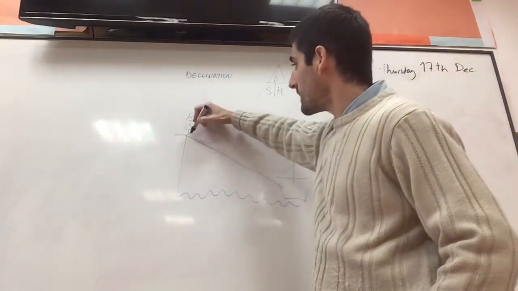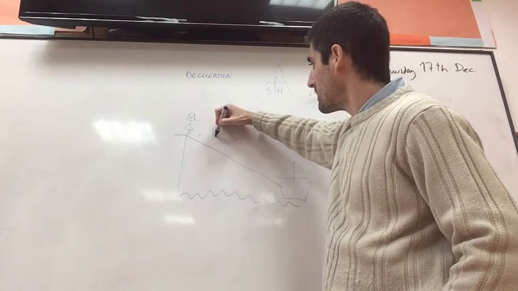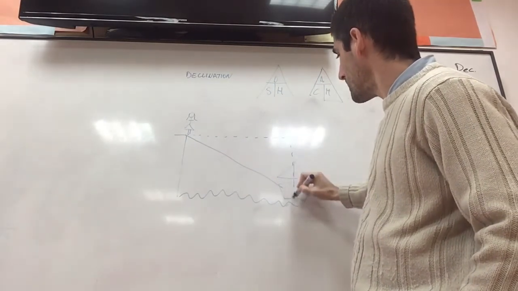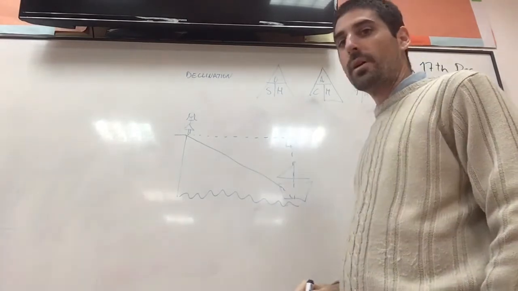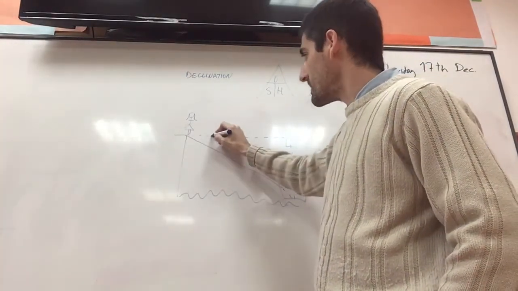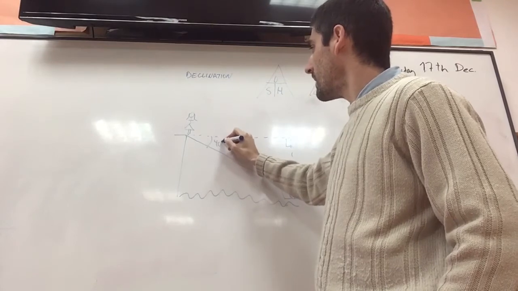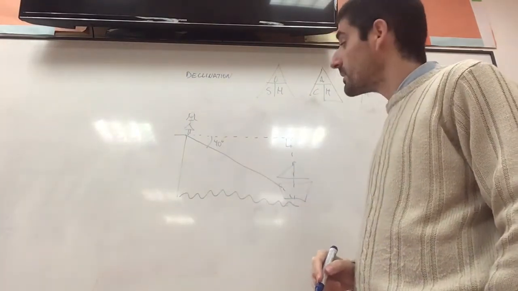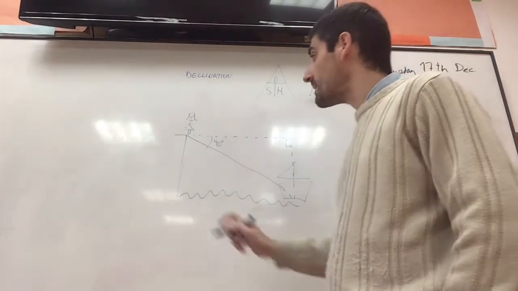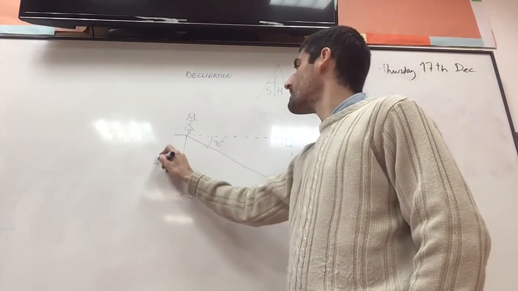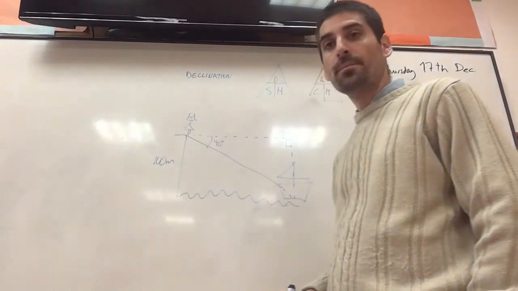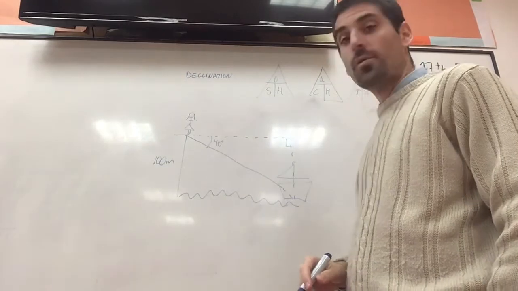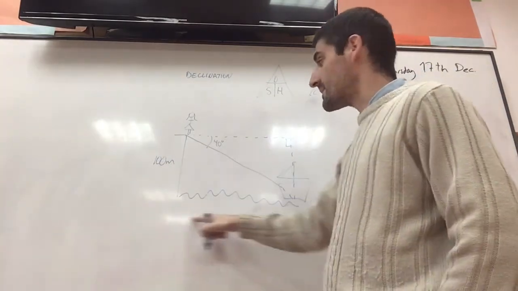The horizontal line is there. So that's my right angle triangle, and the angle of declination is that one there. It's the angle I am looking down at somewhere. So, if the cliff is 100 meters tall, how far is the boat from the cliff? So they want me to find this distance here.